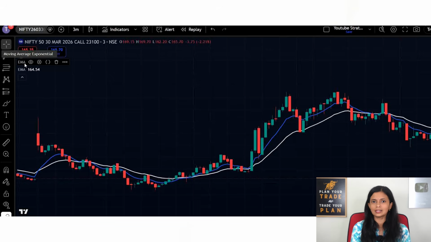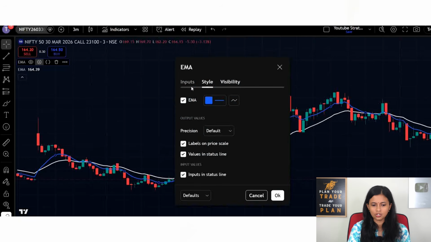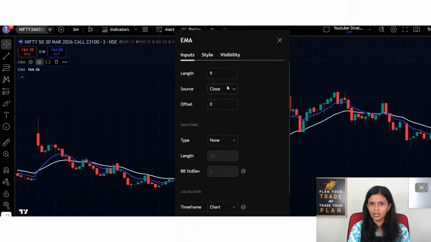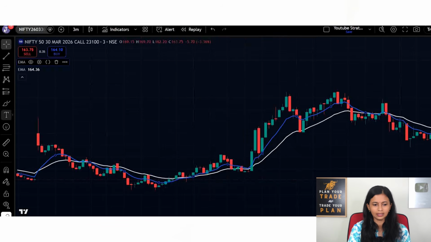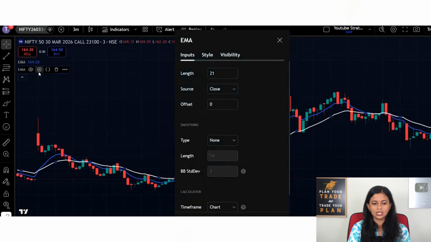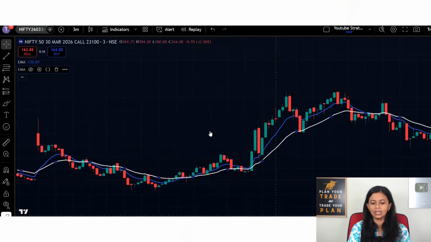Now here, this is another way of taking the trades directly by analyzing the option chart. So for that, again, we need 2 EMAs. And here in the settings, you need to change the input to 9, and in the second EMA, you need to go to the settings and change the length to 21. So here we are using 9 EMA and 21 EMA. The blue colored line is a 9 EMA and the white line is a 21 EMA.